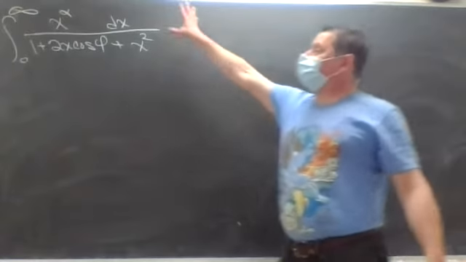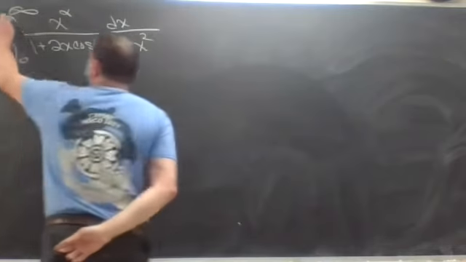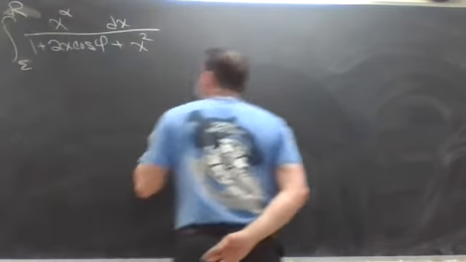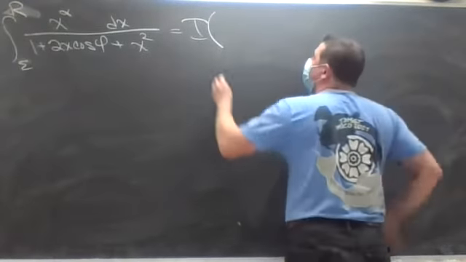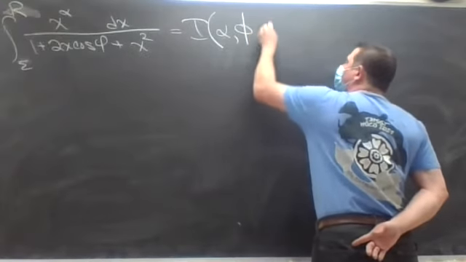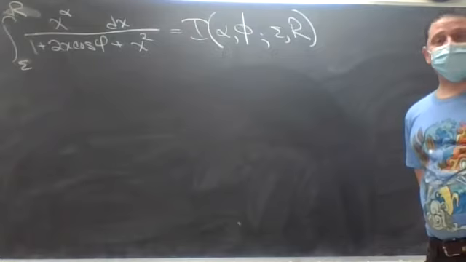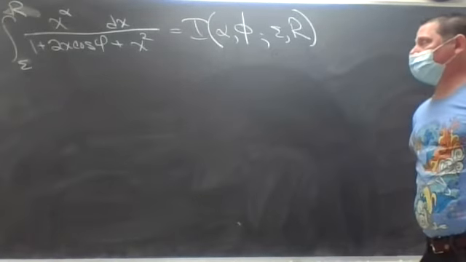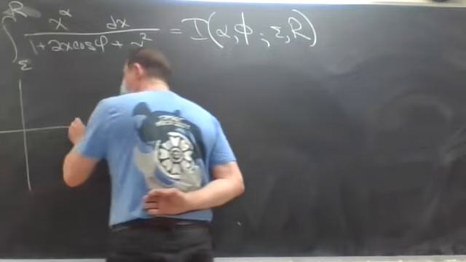Suppose that I'd like to determine the value of this integral. I'm going to call this integral from epsilon to R, I of alpha, phi, epsilon, R. And I'll be interested in the value of this as epsilon tends to 0 and R tends to infinity. I'm going to view this as a keyhole contour.